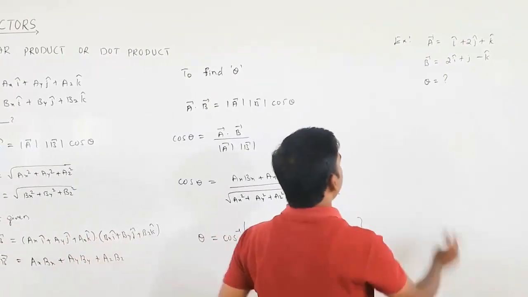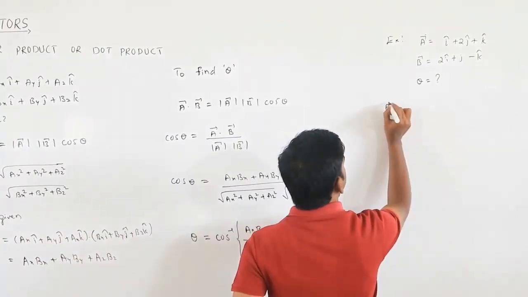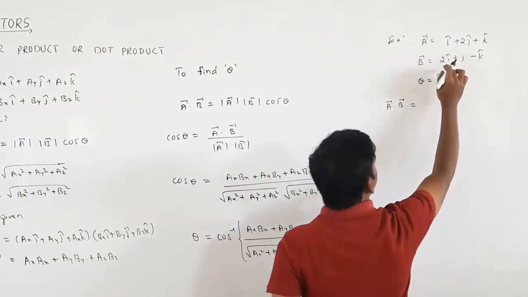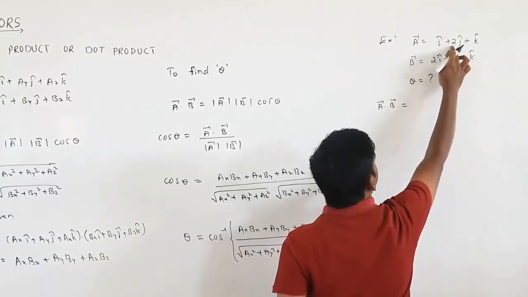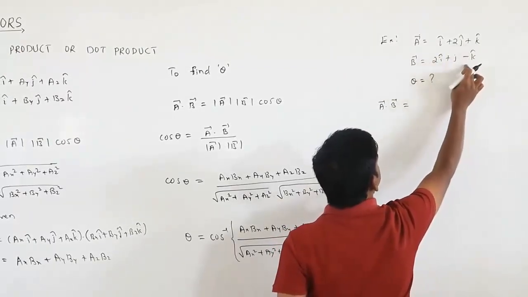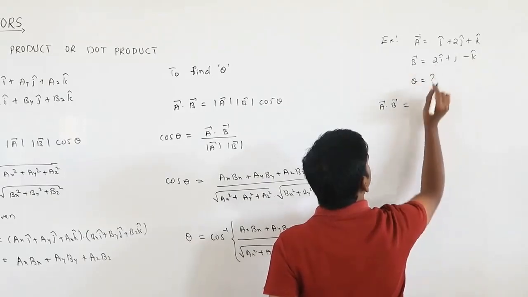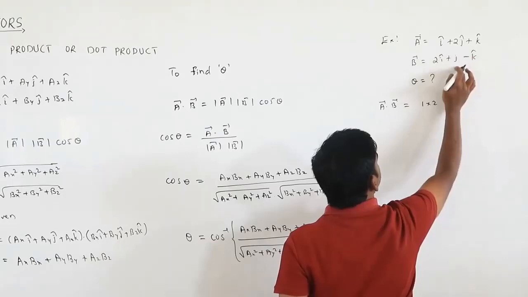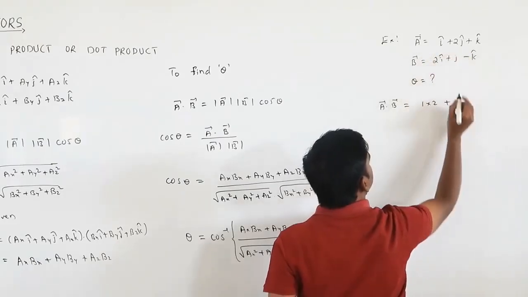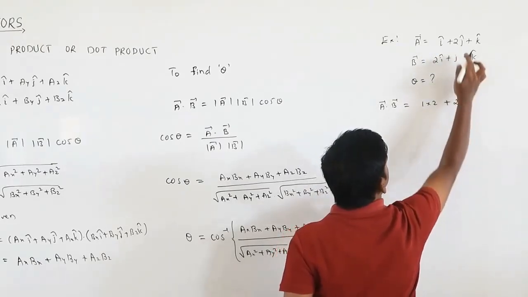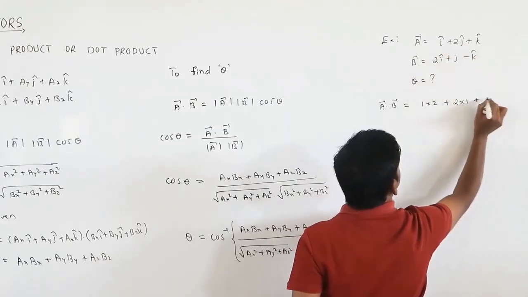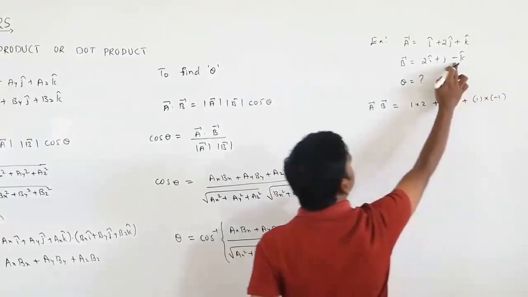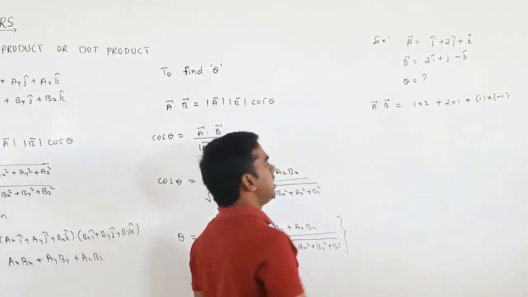So first, what we have to find is A dot B. Vector A dot vector B equals, so this is going to be AX BX, AY BY, AZ BZ. Getting the point? So 1 into 2 plus 2 into 1. Here 2 is there, here 1 is there. This plus 1 into, this is what? Minus 1. Okay, because the negative sign is there.